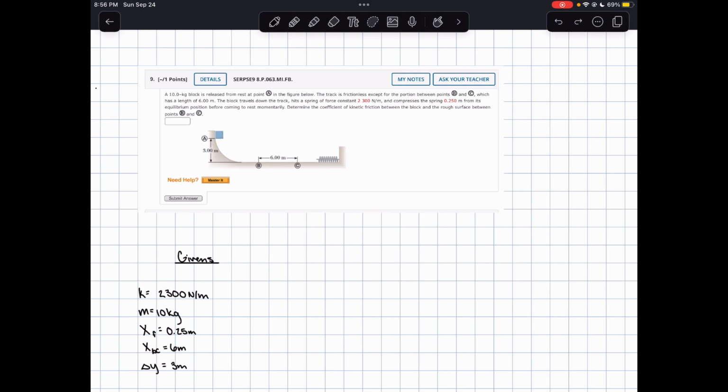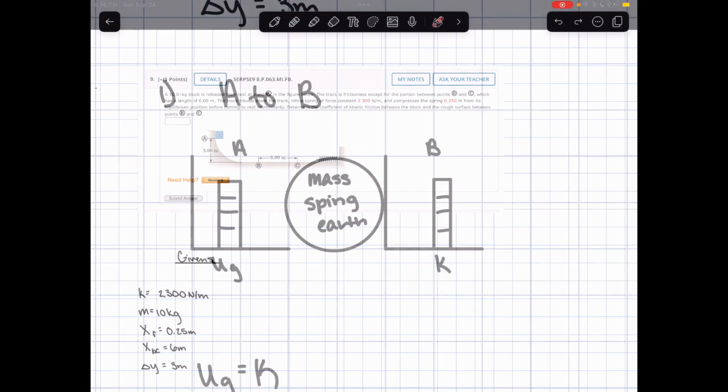First, let's label our givens from both the diagram and the question. We know the force constant of the spring is 2300 newtons per meter. We know the mass is 10 kilograms. We know the distance the spring is compressed is 0.25 meters. We know the length between point B and point C is 6 meters. And we know the change in the vertical direction is 3 meters.